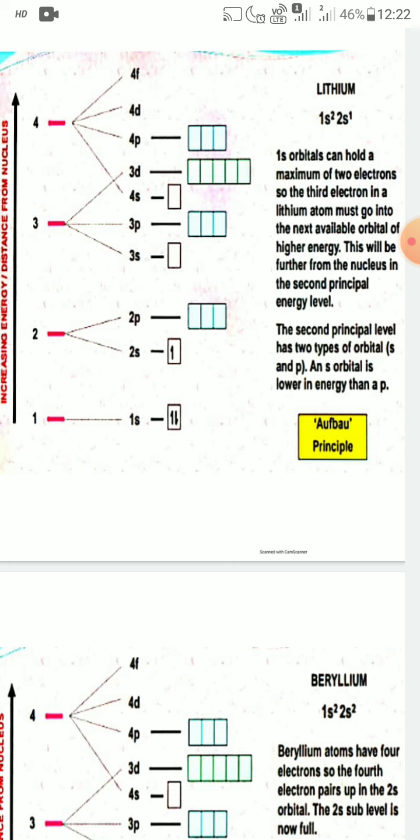And this will be further from the nucleus in the second principal energy level. And you know that the second principal energy level has two types of orbital, one is 2s orbital and another is 2p orbitals, 2s subshell and 2p subshell. As you know that energy of 2s orbital is lower than 2p orbitals, so the third electron in lithium atom will enter into the 2s orbital. So electronic configuration of lithium becomes 1s2 2s1. You have to write down the electronic configuration like this: 1s2 2s1.